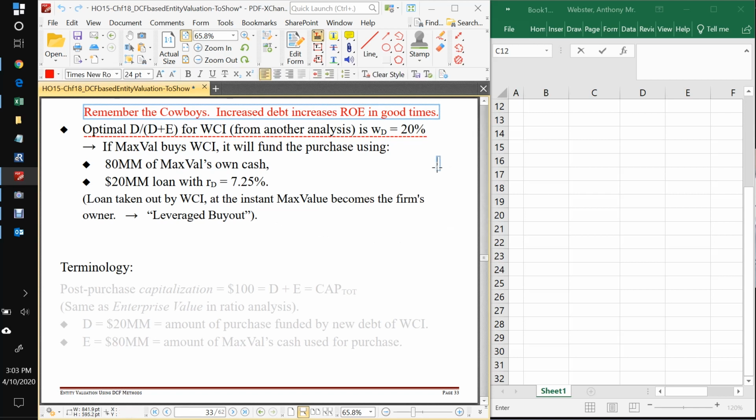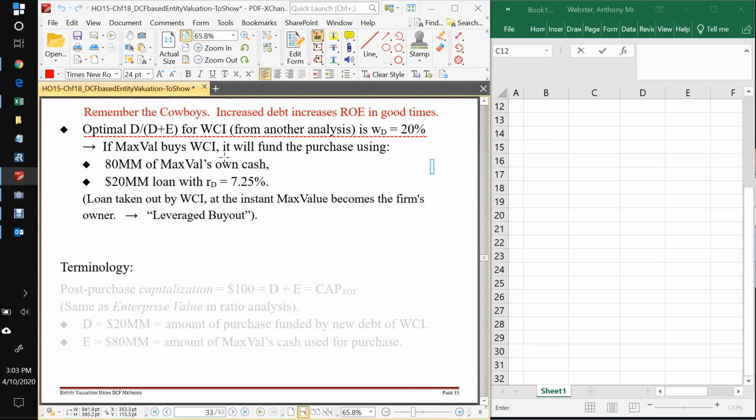Right? We saw this with the Cowboys versus the Conservatives. Increased debt increases ROE in good times. 20% debt to capital, that's not highly levered. That's still very conservative. So they can juice up their ROE a little bit and not have too much debt. Okay. So if they buy it, they want the firm to be levered to this amount.